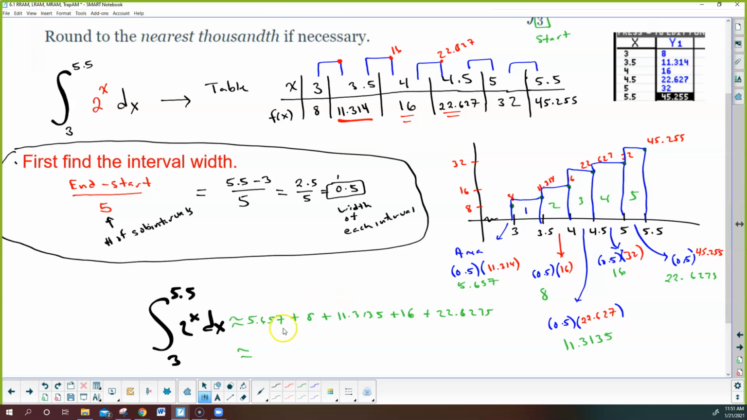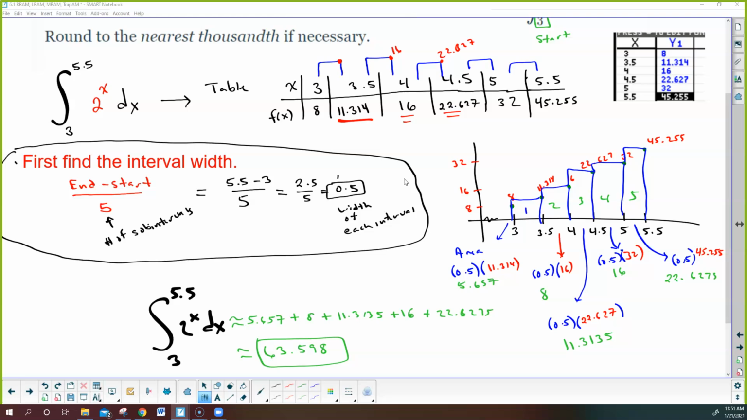And assuming that I added everything correctly, the area under this curve is 63.598. Now again, that's an approximation, right? So we've got to be careful. Okay, so let's look at this.